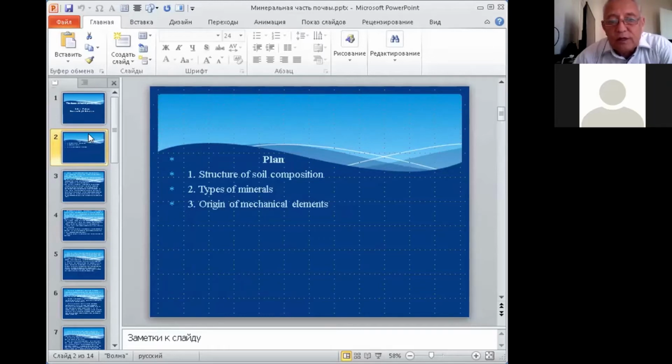2. Types of minerals. 3. Origin of mechanical elements.